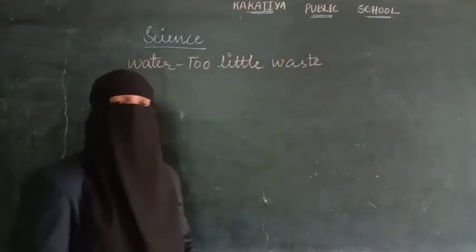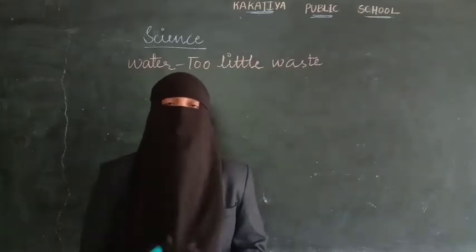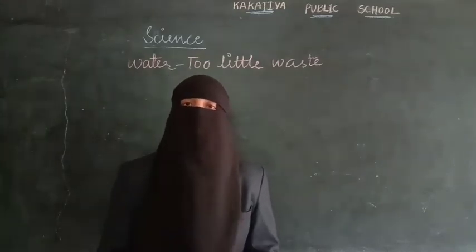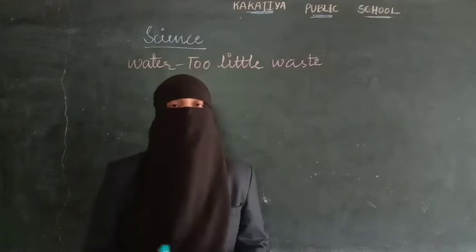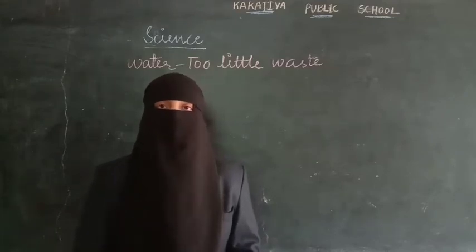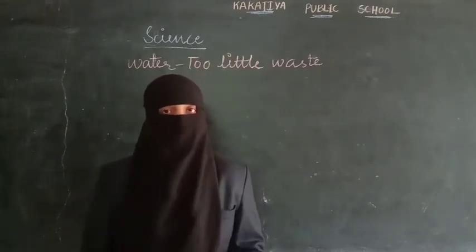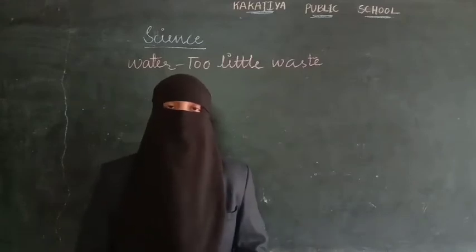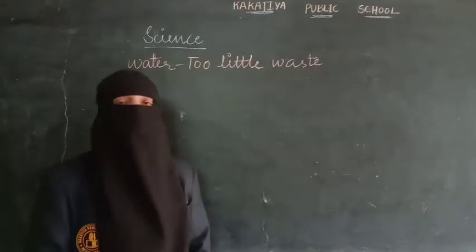In that 3%, 2% is in the form of ice near the poles, and only 1% is fresh water which is available in the liquid form, that is in the rivers, ponds, lakes and wells, as well as in the ground water. So that's why we say that water is too little to waste.